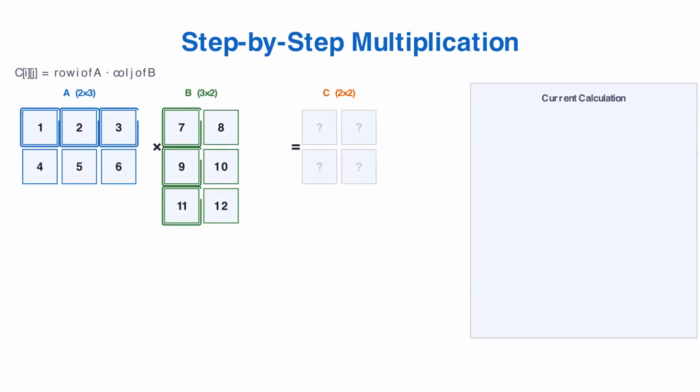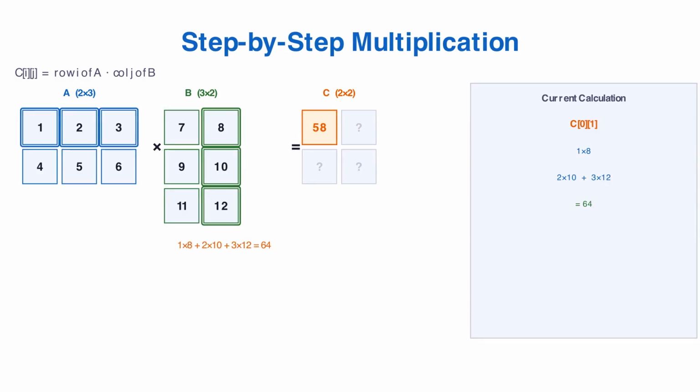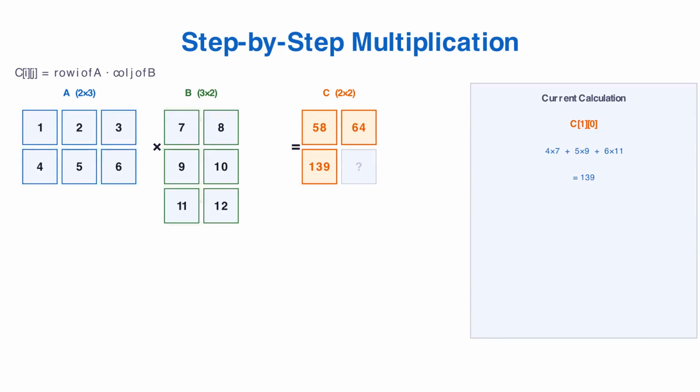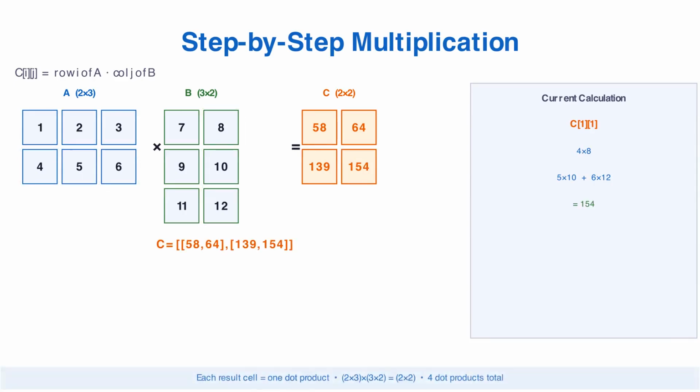Now let us do the full multiplication, step by step. We have matrix A, 2 rows, 3 columns, and matrix B, 3 rows, 2 columns. The inner dimension is 3. The result C will be 2 by 2. To find C at row 0, column 0, take row 0 of A, 1, 2, 3, and column 0 of B, 7, 9, 11. Dot product, 1 times 7 is 7, plus 2 times 9 is 18, plus 3 times 11 is 33. 7 plus 18 plus 33 equals 58.